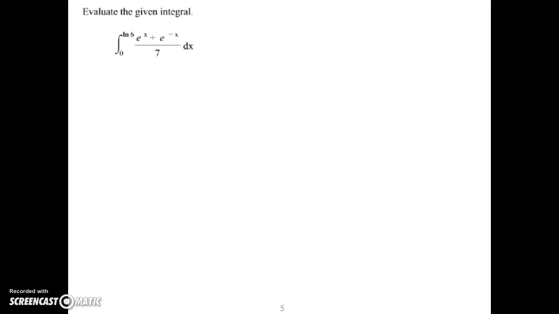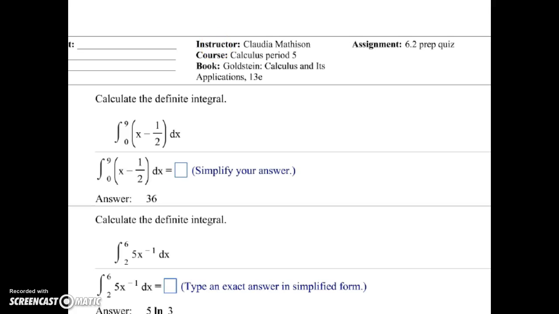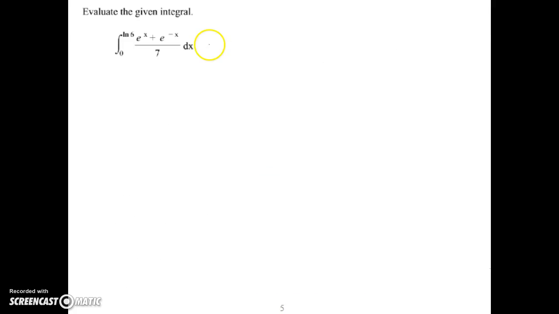Now if we're given an integral that looks a little bit different, there's a little bit more to this one. Again, it's still pretty straightforward. The first thing I would do here is, do you see how this is the same thing as saying the integral of 1/7 e to the x plus e to the negative x? Now we can factor the 1/7 out of the integral, and we've just got the integral of e to the x plus e to the negative x.